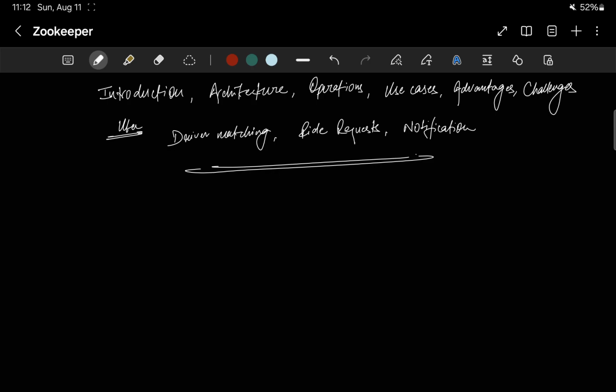Okay, another thing is, since it's a coordination service, it means there are multiple nodes. So leader election. Suppose you have multiple instances of a service that need to coordinate as a single unit, like a service responsible for managing ride requests. You need one instance to act as the leader to make decisions or coordinate tasks. So ZooKeeper can help with leader election, where services can use ZooKeeper to agree on which instance should be the leader. This ensures only one instance is making decisions, preventing conflicts.